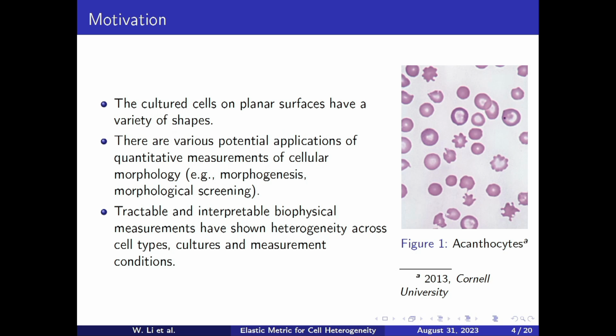Cultured cells on planar surfaces usually have a variety of shapes, and the shapes are usually affected by the molecular processes happening on the cellular membrane or cytoskeleton. The relationship between the cell shape and the molecular processes suggests various potential applications of quantitative measurements of cellular morphology. Among those measurements, biophysical measurements using cell elasticity on tumor cell shapes have shown some heterogeneity across cell types, cultures, and measurement conditions.